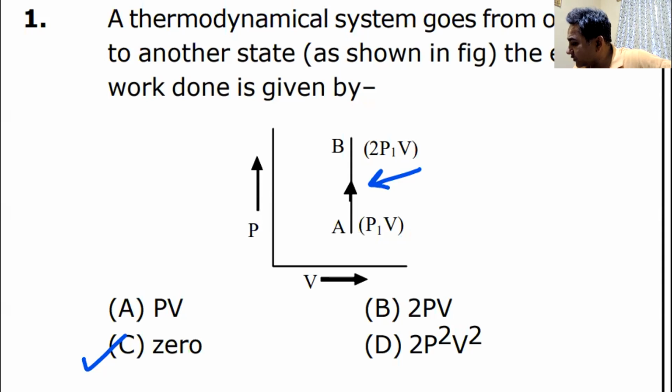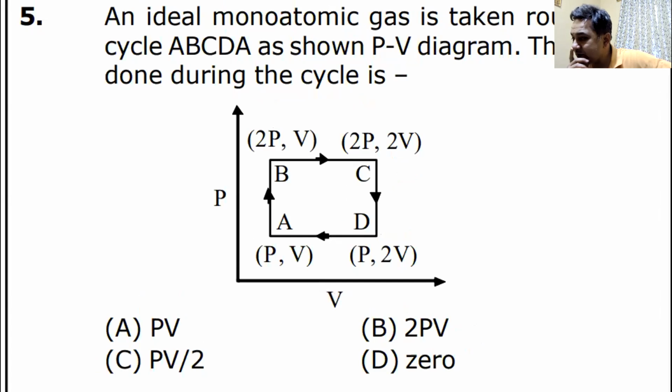Then I'll bring you the next one. Again, I'm just concentrating on 3 or 4 questions based on graphs, because I strongly feel that you will get these questions in the exam. This one, question number 5. An ideal monatomic gas is taken along the cycle A, B, C, D as shown in the PV graph. What is the work done in this cycle?